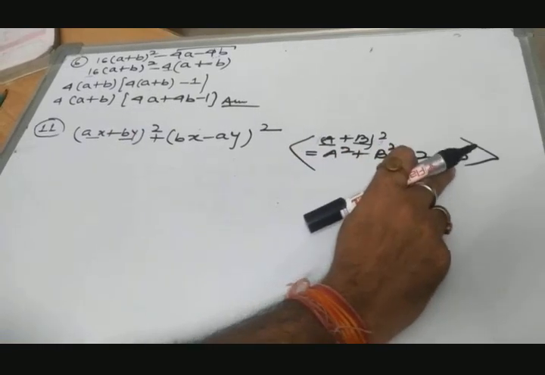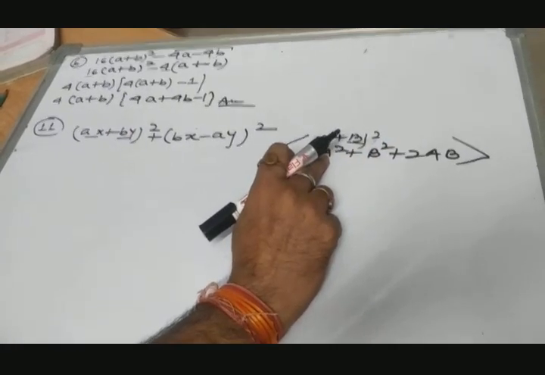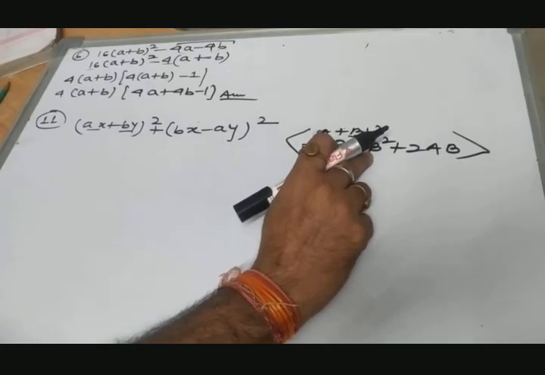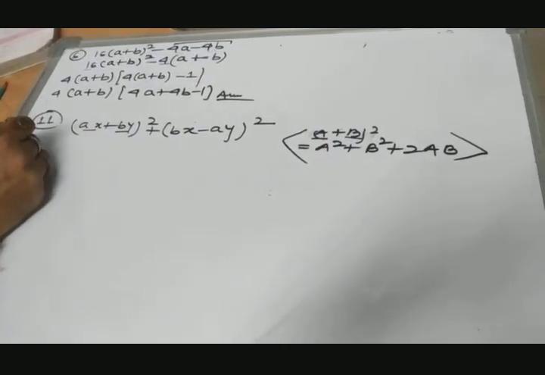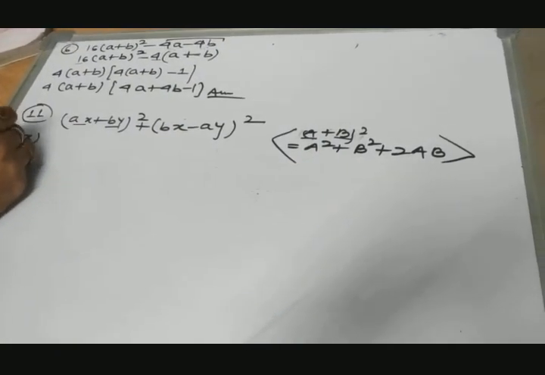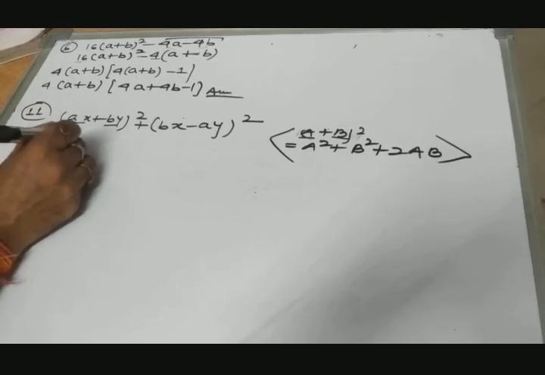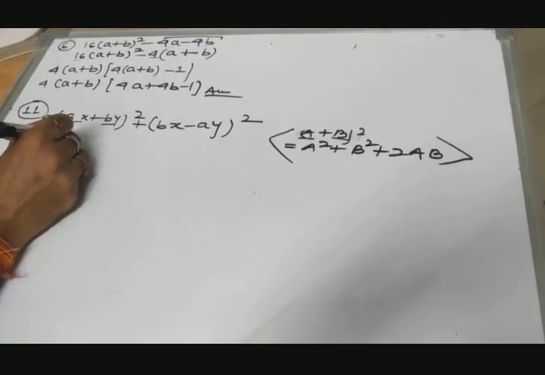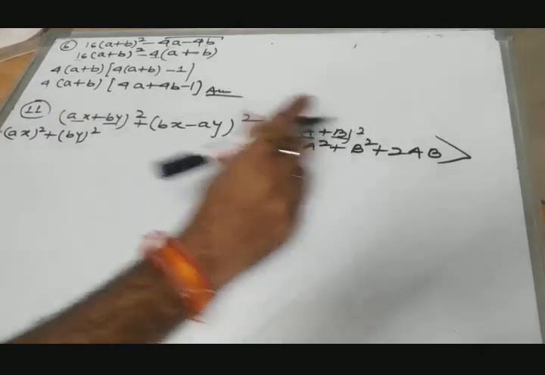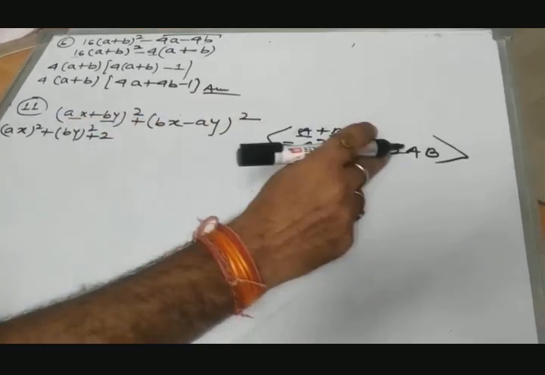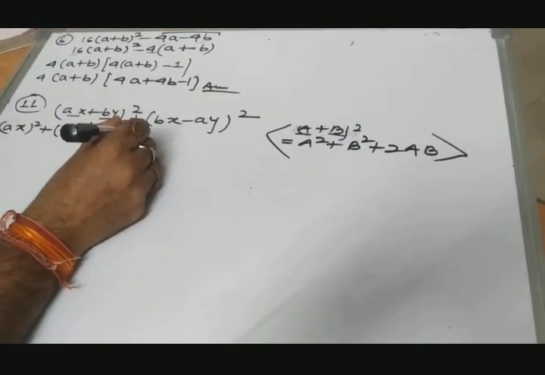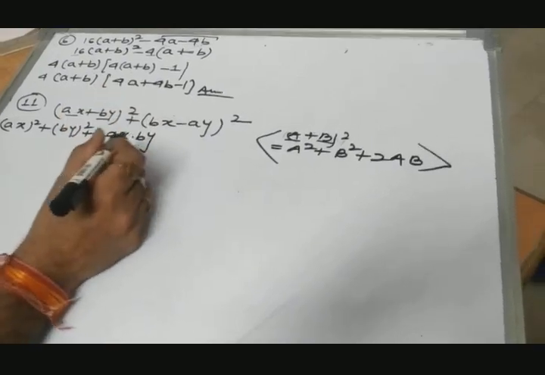So on the right hand side, in the place of capital A we write ax and in the place of capital B we write by. So we have to write A², so (ax)², plus B², so (by)², plus 2 into A, ax, into B, by.